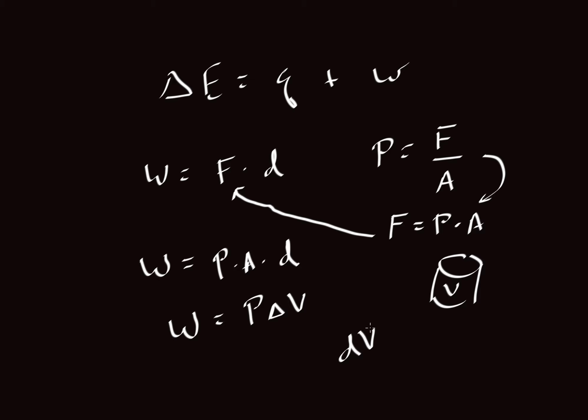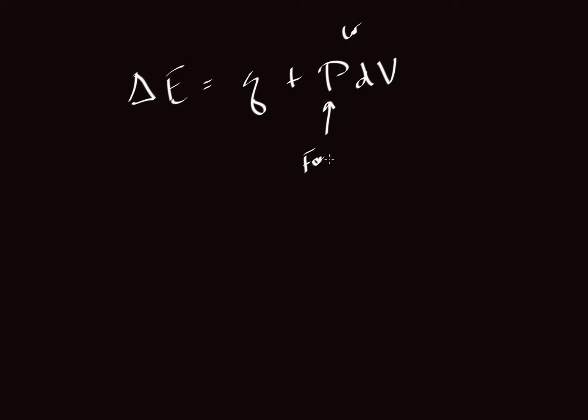But anyway, we'll clear the chalkboard again and just rewrite this with our new term. So delta E, the internal energy in a system, is equal to Q plus PdV, where PdV is our way of expressing work. Well, we can think of pressure colloquially as a force. It's a type of force, a force normalized by area.